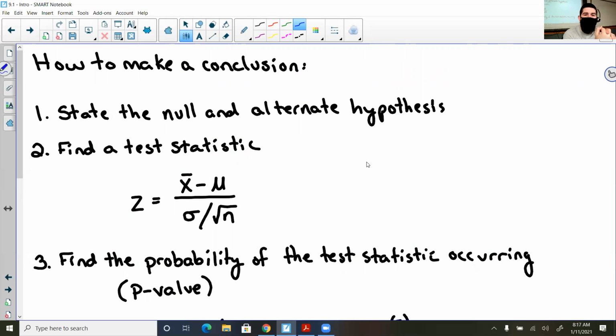Number 2, we want to find a test statistic. So we will have all this information in the problem, and we want to find our z-score that corresponds with this raw value that we found. And we do that by using this formula here.